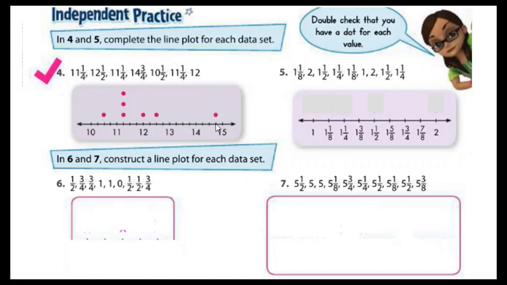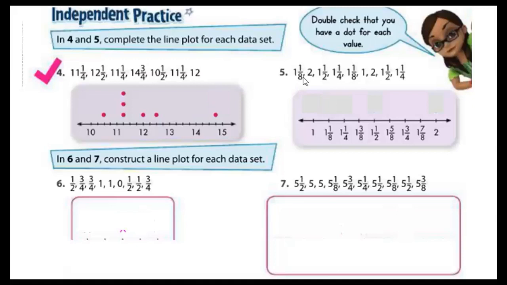Sure, it's in the distance between 14 and 15, okay? 14 and 15, the distance between them. I'm going to add 3 parts over 4. So this dash represents 14 3/4 by 1 bold dot over it. Let's move to question number 5.